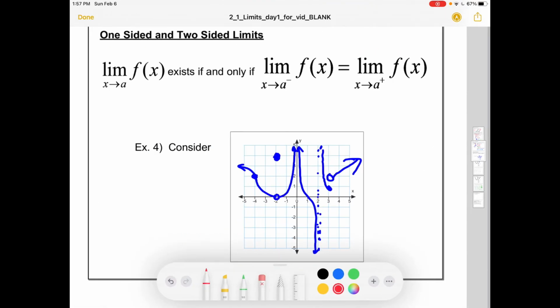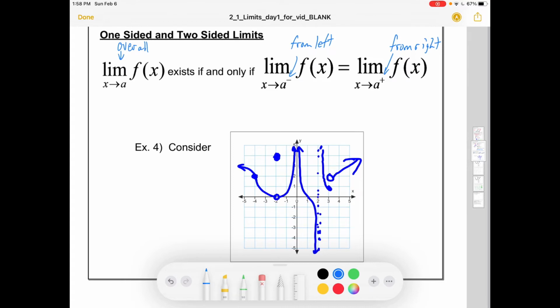So that gives us this definition for one-sided and two-sided limits. The overall limit, for an interior point, exists if and only if the limit from the left equals the limit from the right. They have to be the same. It looks confusing with all the math speak in there. What it's saying is the overall limit only exists if it's the same from both sides.